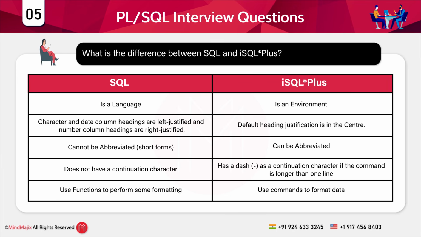SQL does not have a continuation character, whereas in iSQL plus you do have a continuation character, which is nothing but a dash. If the command is longer than one line, this is where you use the dash. Basically the use of dash is just to continue the query. If the query doesn't fit in one line, you can use dash and write the query in the next line. The last point is that in SQL, you can use functions to perform some kind of formatting, whereas in iSQL plus, you use commands to format the actual data. So this was a comparison between SQL and iSQL plus.